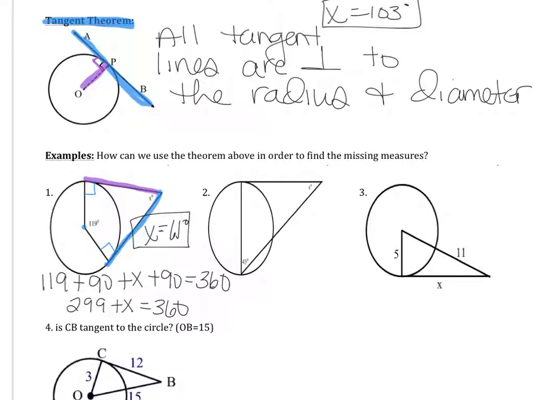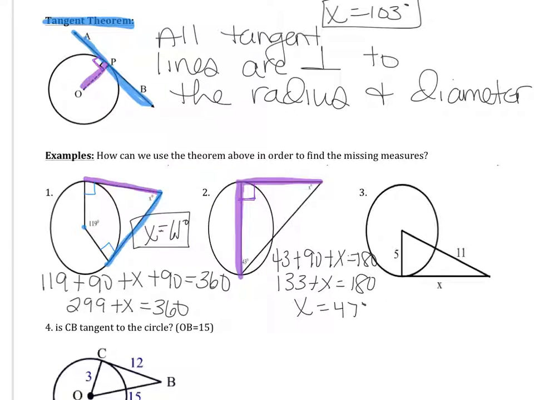Looking at this next one, I know that this line right here is a tangent line, and this must be my diameter. So what do I know about tangent lines and diameters? Well, they're perpendicular, so they form a 90-degree angle. So how am I going to find x? Well, I know all angles in a triangle add up to equal 180. So 43 plus 90 plus x equals 180. So 43 plus 90, I get 133 plus x equals 180. So I'm going to subtract that from 180. So x is 47 degrees.